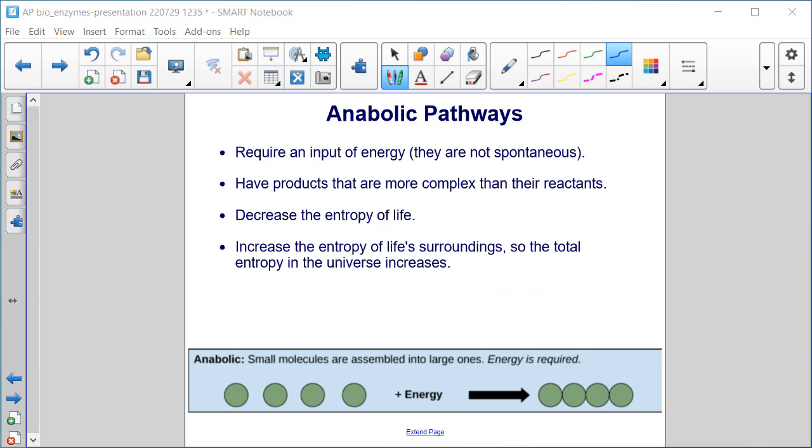Anabolic pathways require an input of energy. They are not spontaneous. They have products that are more complex than their reactants. They decrease the entropy of life. They increase the entropy of life's surroundings. So the total entropy in the universe increases. So in a straightforward way, small molecules with some input of energy are assembled into larger ones.